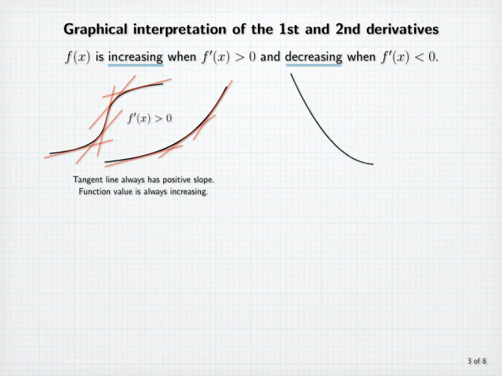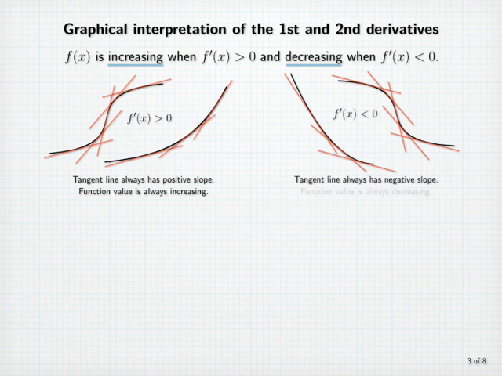Here's the graph of a function f on an interval on which the function is decreasing. Notice the tangent line always has a negative slope. Here's the graph of another function f on an interval on which it's decreasing. So in each of those pictures, f prime of x is negative on the interval. The tangent line always has negative slope, corresponding to decreasing function values.